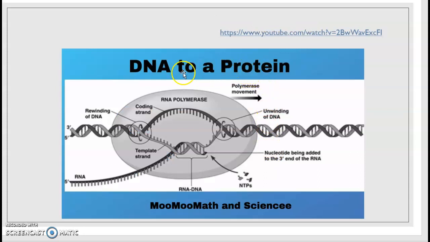Let's see this part that is very important: how to go from DNA to a protein. This is a very complicated process that has different steps. We are going to see transcription and translation. And for that, we are going to see this video.